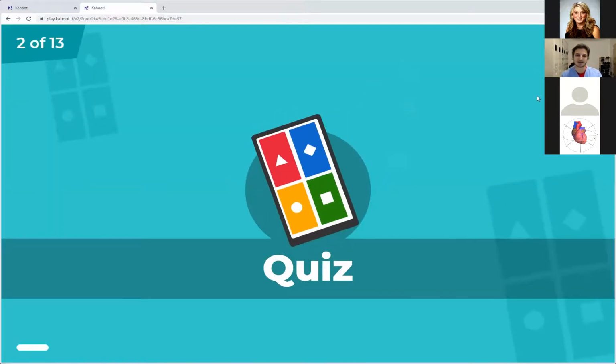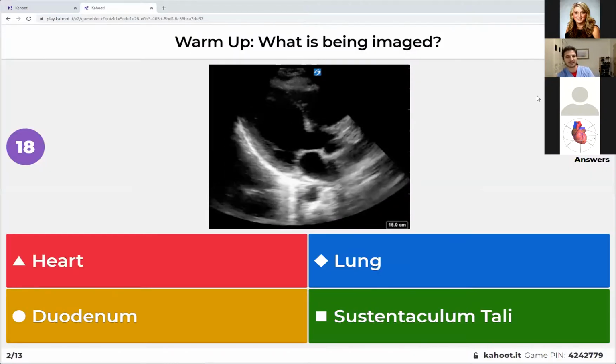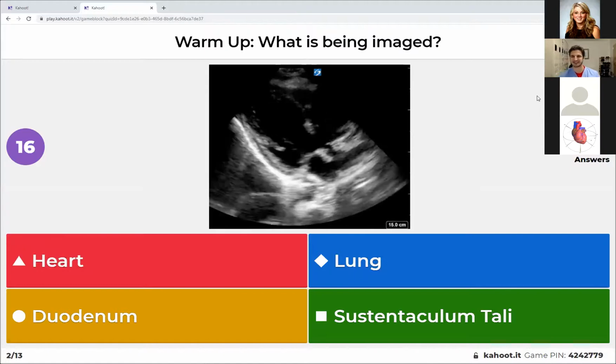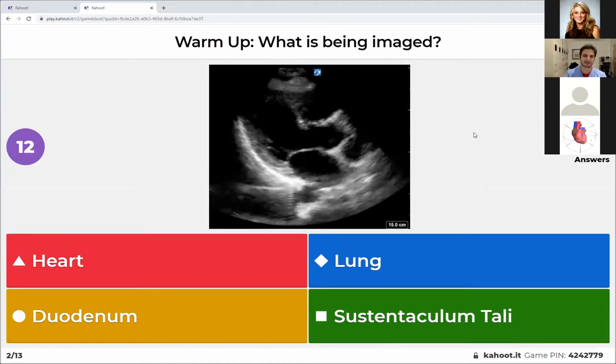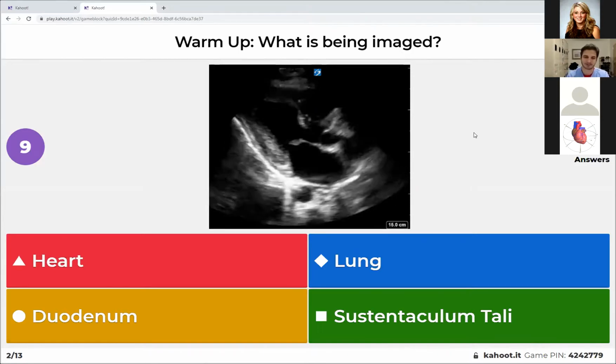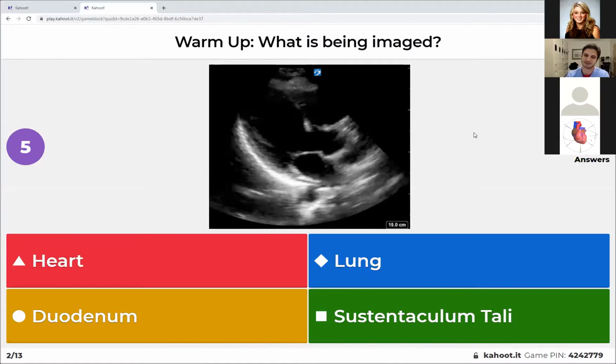First of all, Kahoot. It's just a color coordinated game. This is a warm-up question that hopefully just gets us used to the format here. So this is a throwaway one. You'll see that you've got 4 different boxes you can pick from, and it corresponds to the options on the screen. So is this ultrasound clip a heart, lung, duodenum, or the sustentaculum tali?